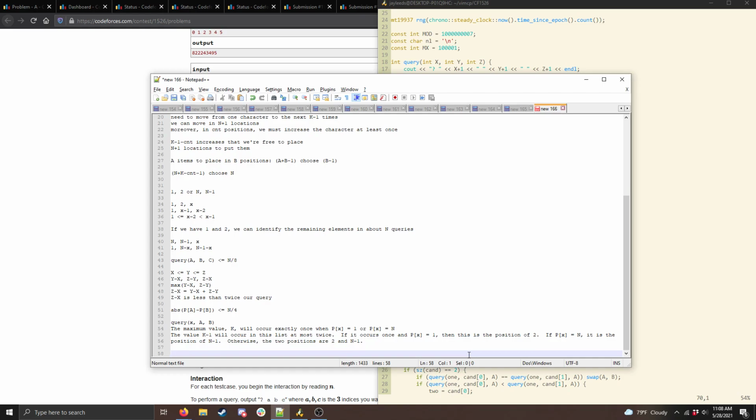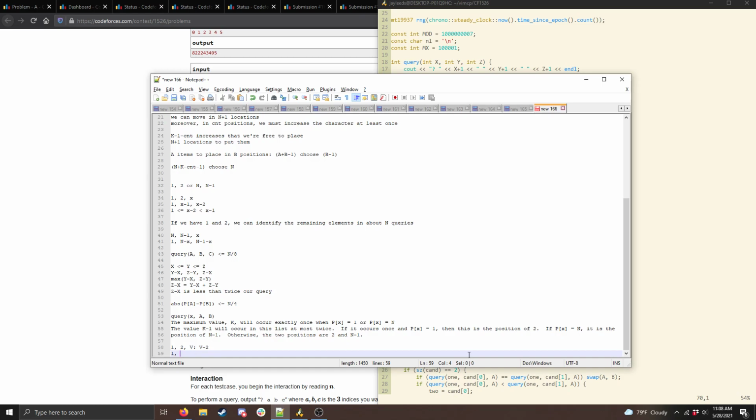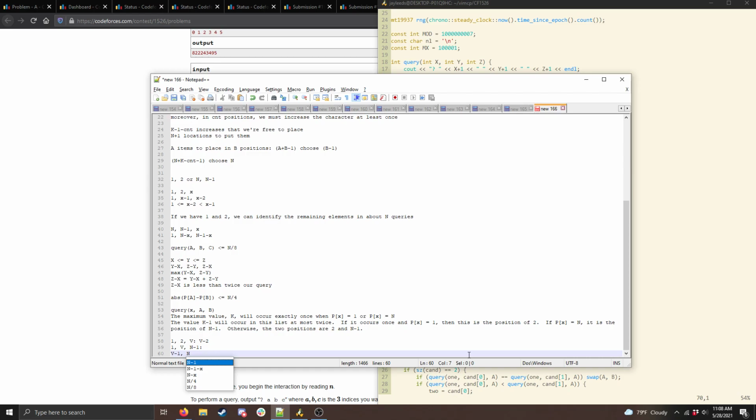Basically, let's just pick some random element in the middle of our array. If we query 1, 2, and some value v, then we get v minus 2 as we said before. Whereas if we query 1, v, n minus 1, then assuming v is between 1 and n minus 1, which is the case as long as v is not equal to n, then our values are v minus 1, n minus 1 minus v, and n minus 2.